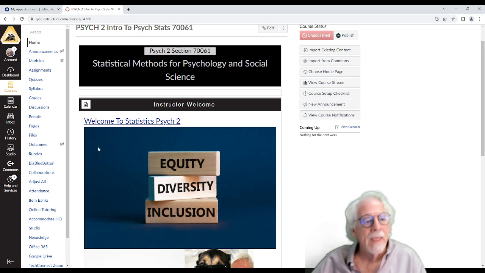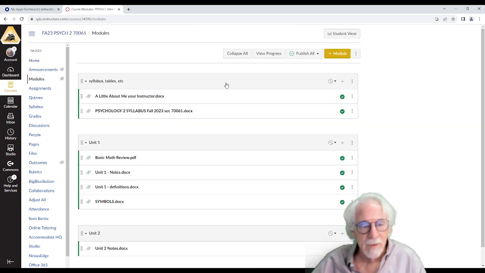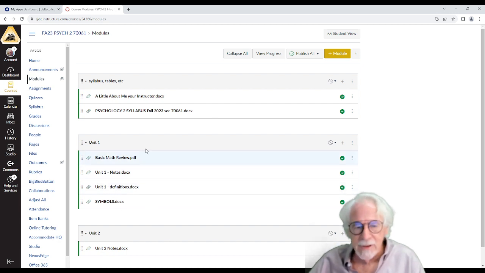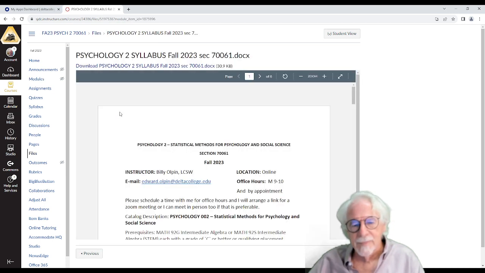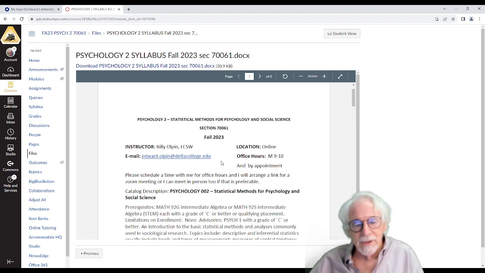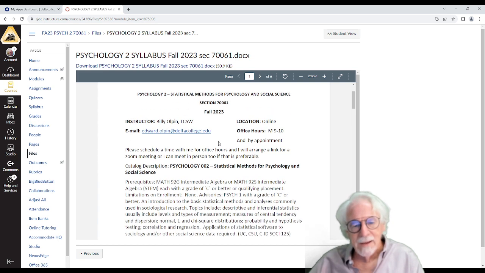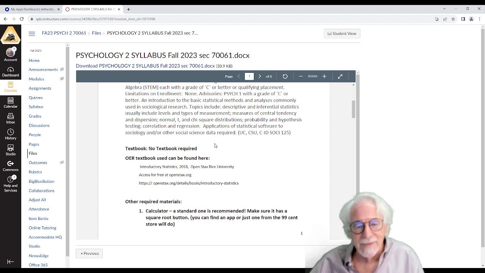I'm not going to read word for word, but we're going to go through the class a little bit. Everything you need is really in the modules. This is not complete yet, but it's a good start. Here's the syllabus, with all the basic information. Here's my contact information and my office hours. This is the section, and hopefully everybody's in the right place. It's all the same basic material that's in every syllabus.